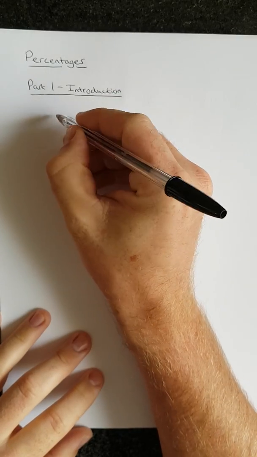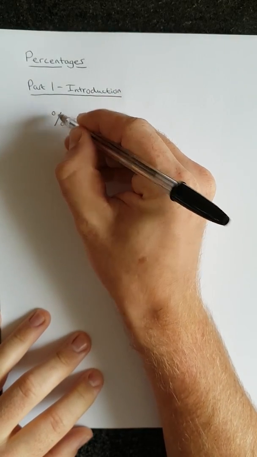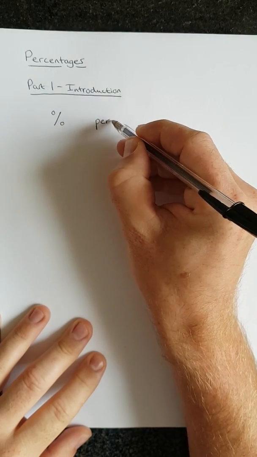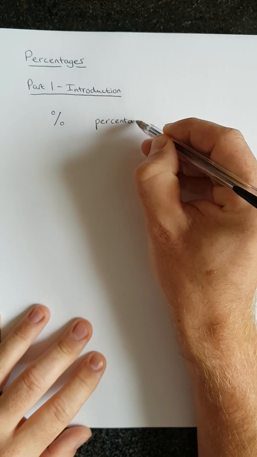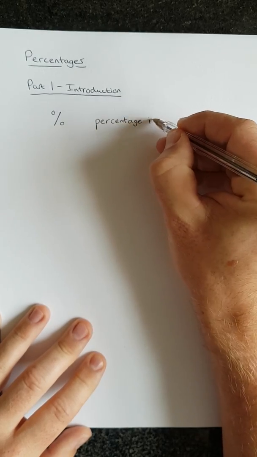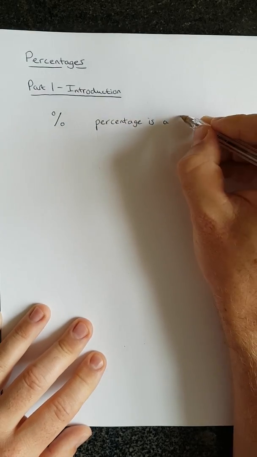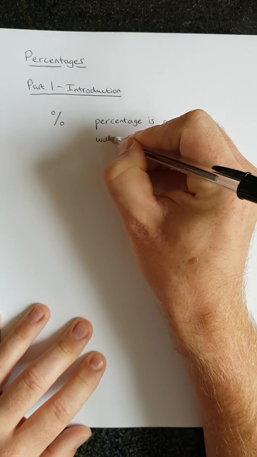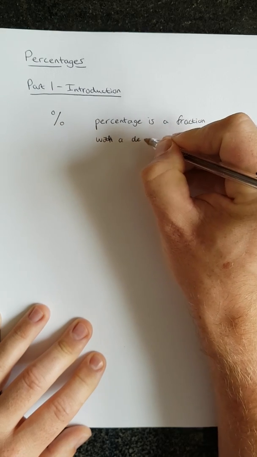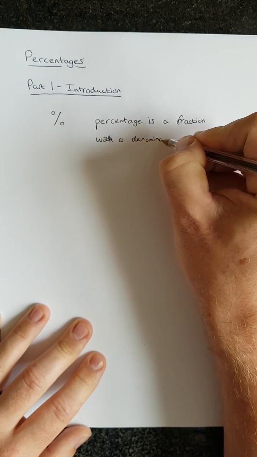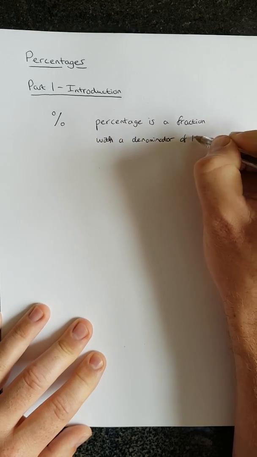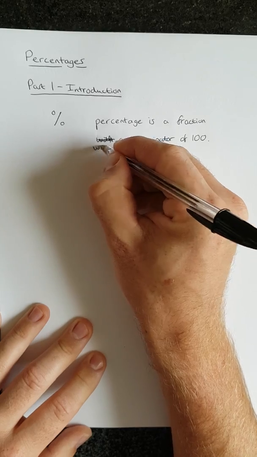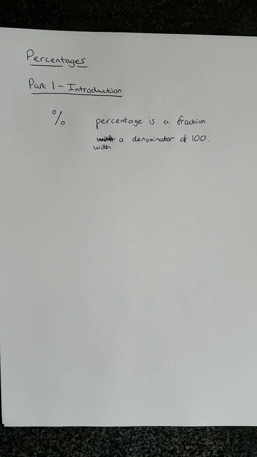So, what is a percentage? Well, the best definition for our use is a percentage is a fraction with a denominator of 100. A percentage is a fraction with a denominator of 100.